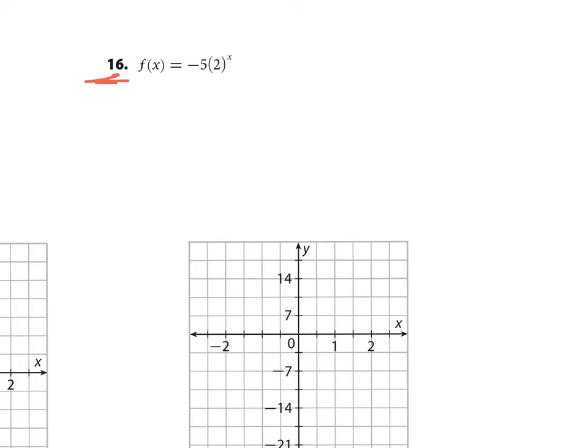So at -2, I've got -1.25. So at -2, -1.25. So something maybe like right there. Then at -1, I have -2.5. So at -1, -2.5, so maybe like right there. Then at 0, I'm at -5, which would be somewhere like right there. 1, I'm at -10. Because my y-axis is going by 3.5, it'd be like right there.